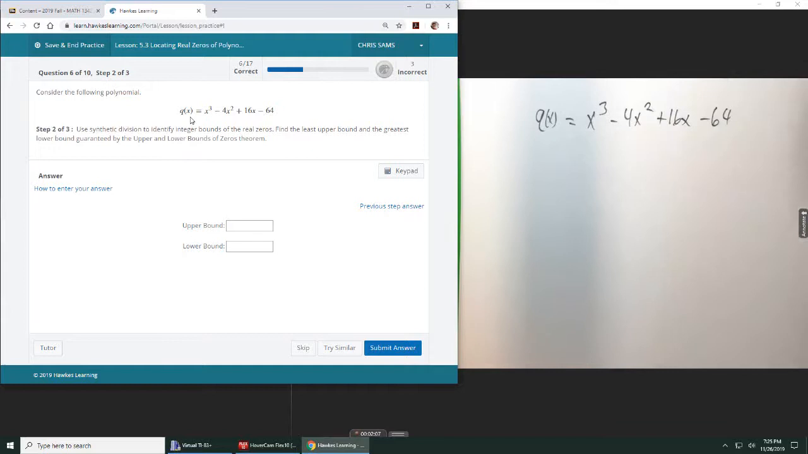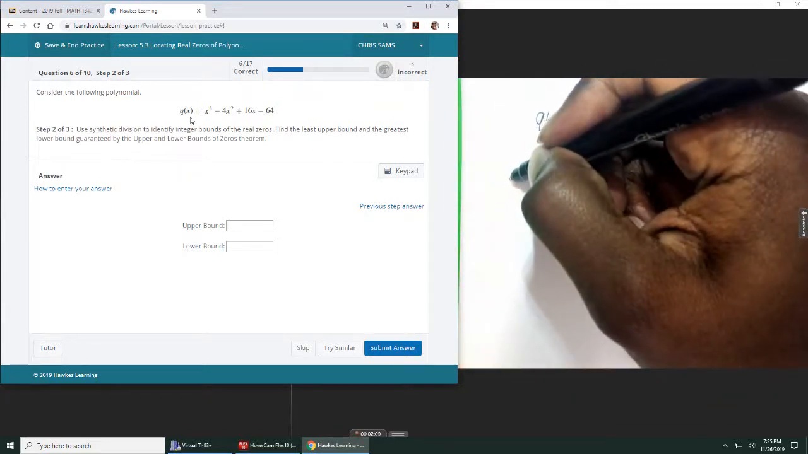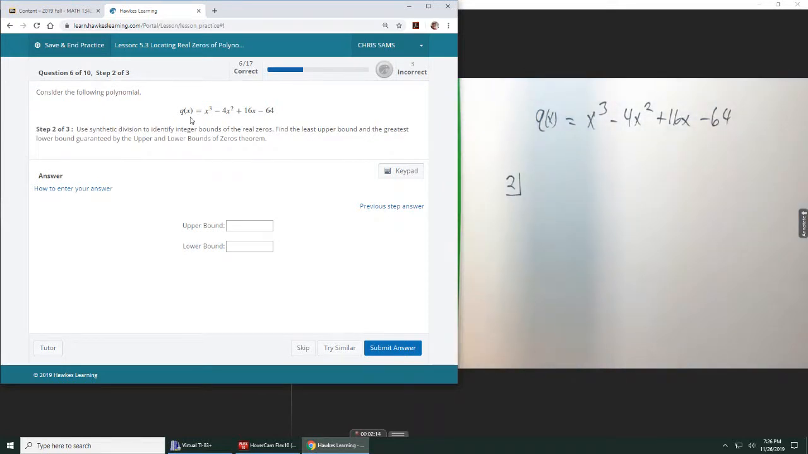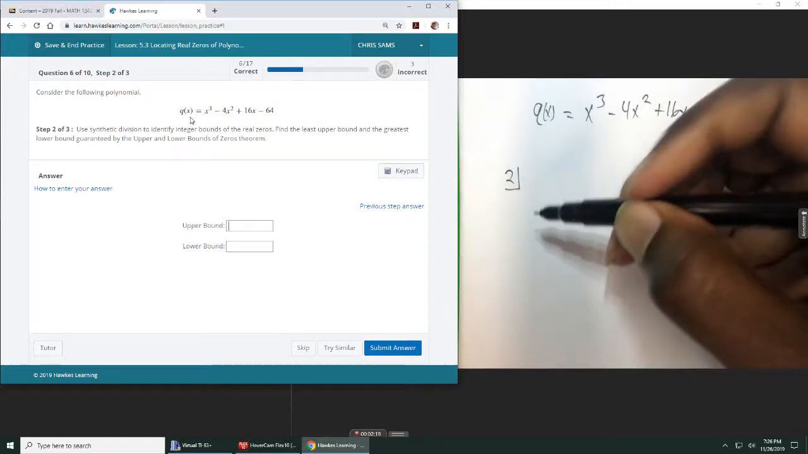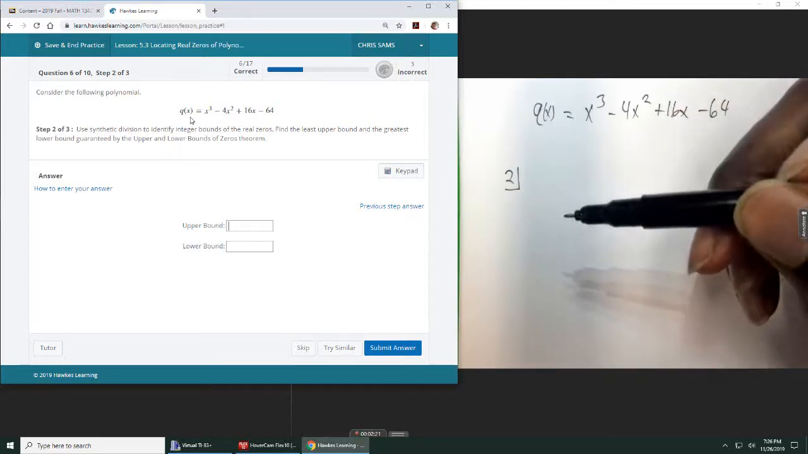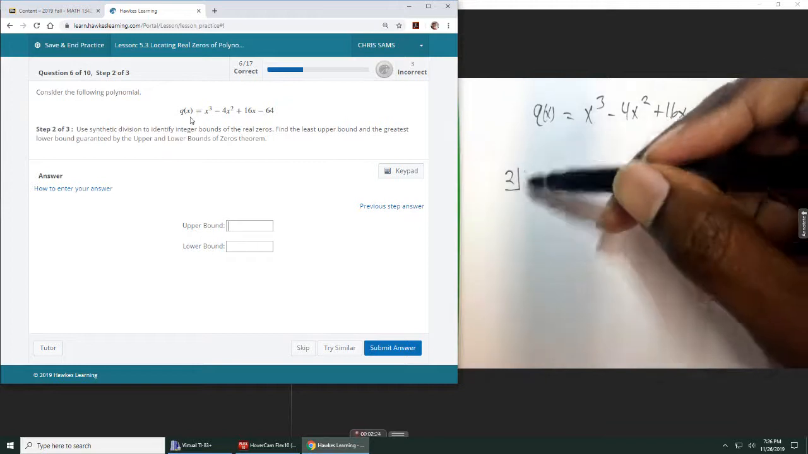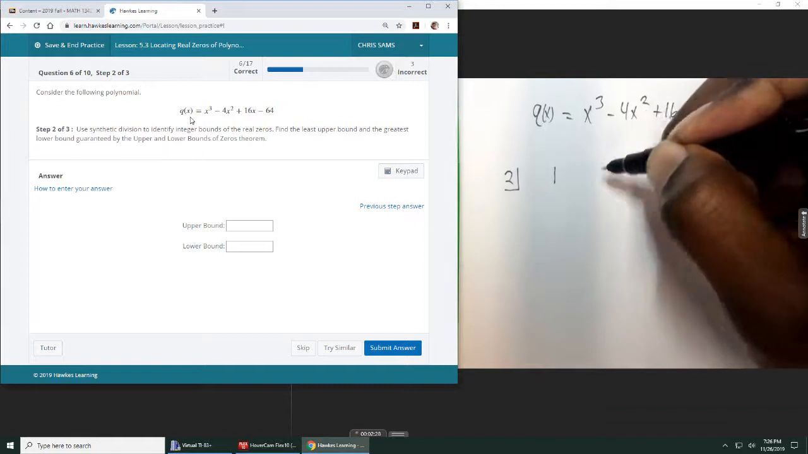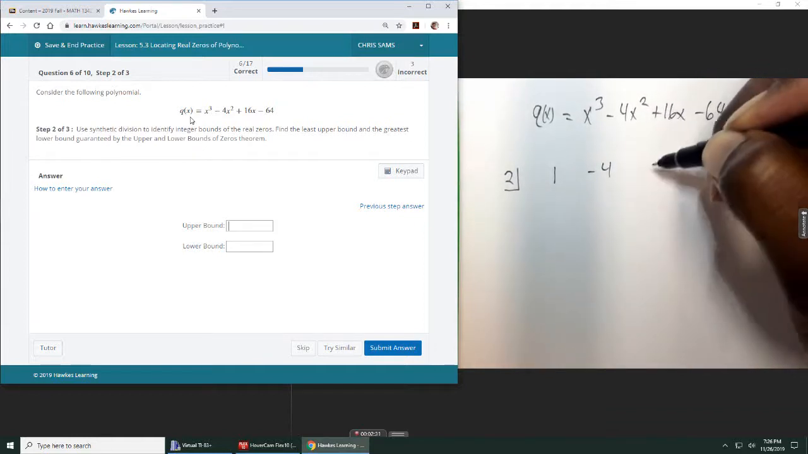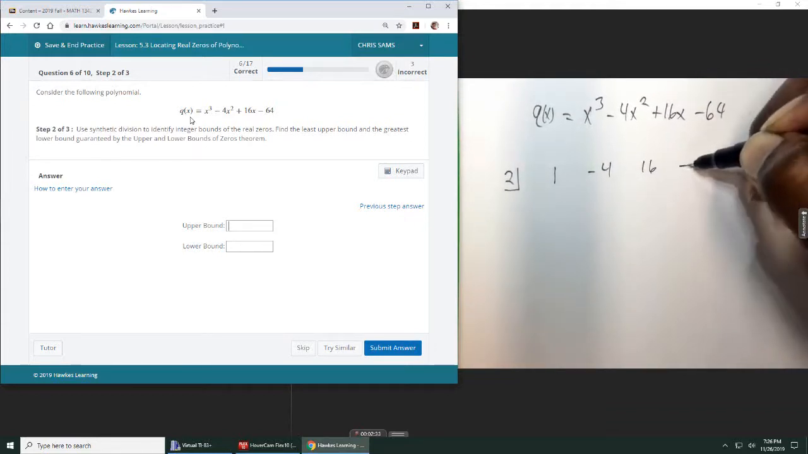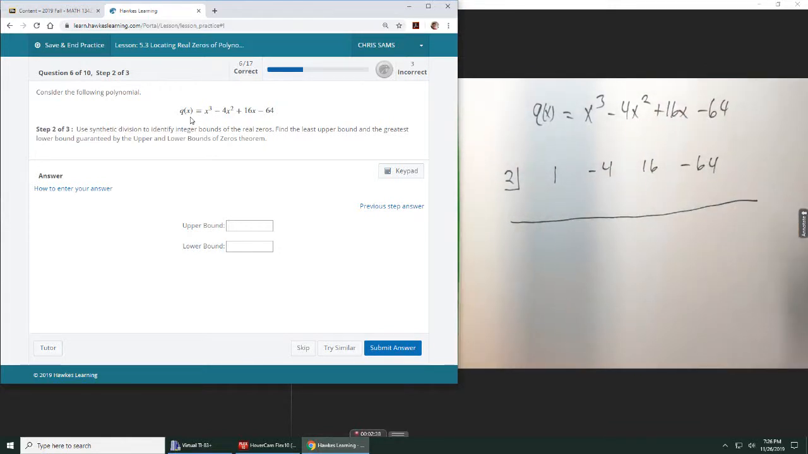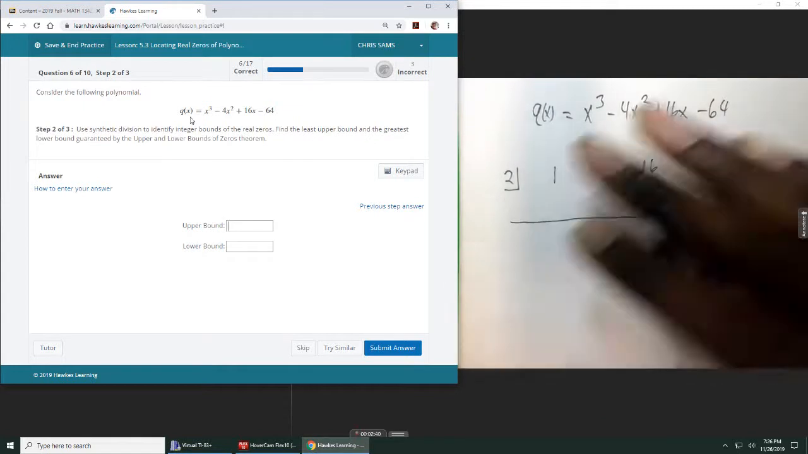So I'm going to start with a relatively small number, and I usually try to pick 2 and go up from there. Okay, so this is just a recommendation. 2 will get you started, and you can try bigger or smaller. It doesn't matter. But you want to find the least upper bound, which is the smallest of all the possible. So I'm going to list the coefficients: 1, negative 4, 16, negative 64. So what this says is we're going to do synthetic division. Everything has to be positive. The moment I get something negative, I stop. I don't have to keep going.